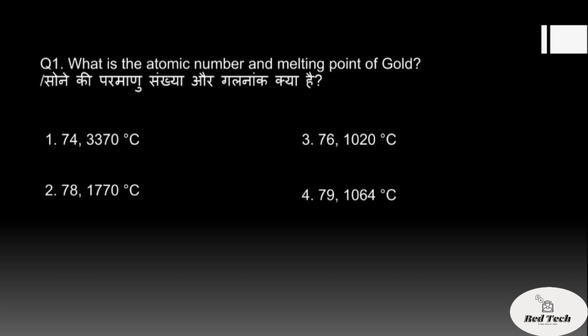Option 1: 74 or 3370 degrees Celsius. Option 2: 78 or 1770 degrees Celsius. Option 3: 76 or 1020 degrees Celsius. Option 4: 79 or 1064 degrees Celsius. So the right answer is option number 4, meaning 79 is its atomic number and the melting point is 1064. Gold melts at 1064 degrees Celsius.